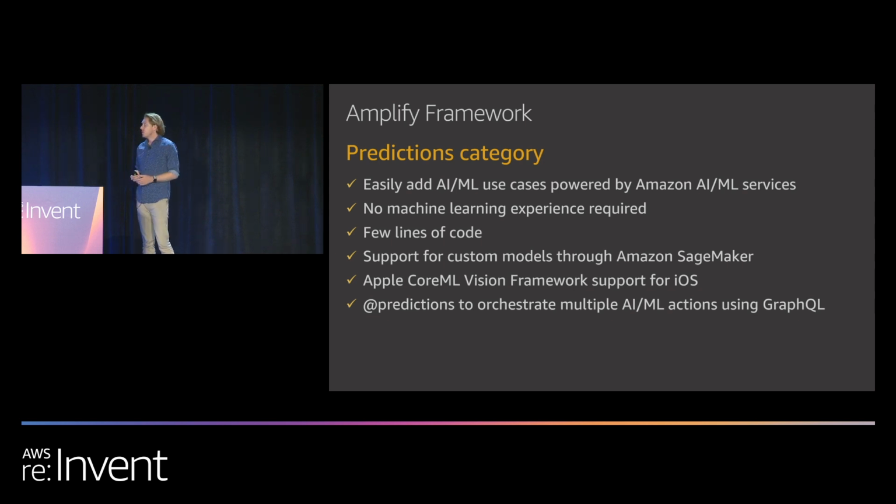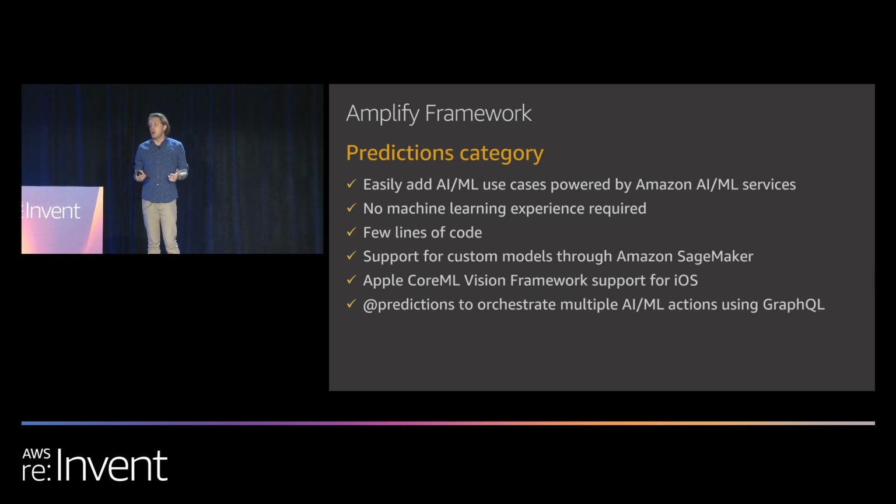There is no machine learning experience required to use these services. If you've used any of them, all you have to do for Rekognition is upload a photo and then request information back, like what labels do I have, or what text is in the image. It's very easy to do, and what we wanted to do was abstract it away, so now you have only a few lines of code to upload these images. We also have support for custom models. So if you have more niche use cases with AI/ML, you can import your own SageMaker models and use those as well.